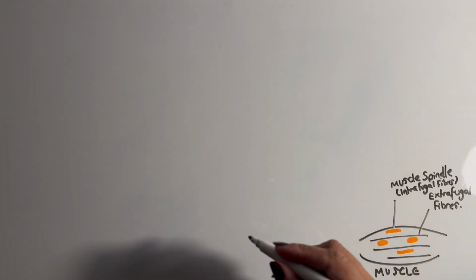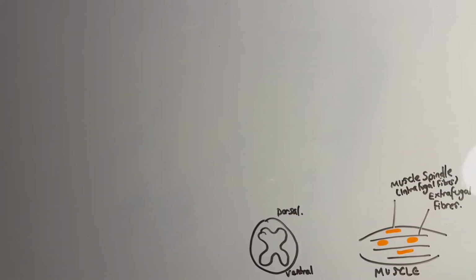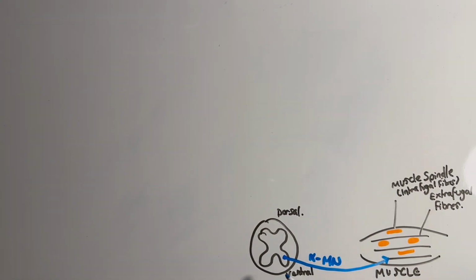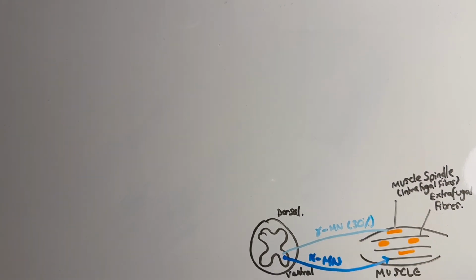Only the extrafusal do. Now, the way these are innervated, so you have the spinal cord, which I'm going to draw here, and you have the ventral side, which is known as the motor side, and the dorsal side, which is the sensory side. So, because motor is movement, the ventral side is the one that directly links to the muscles, and alpha motor neurons innervate the extrafusal fibers directly. And in order to innervate the muscle spindle, we have gamma motor neurons.